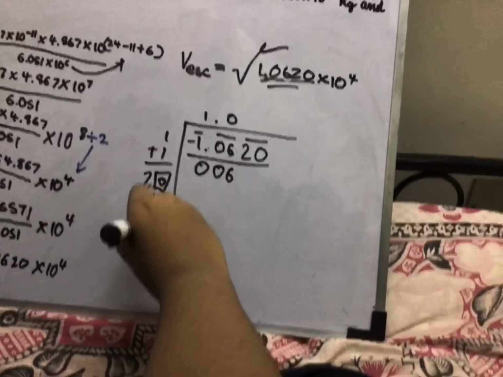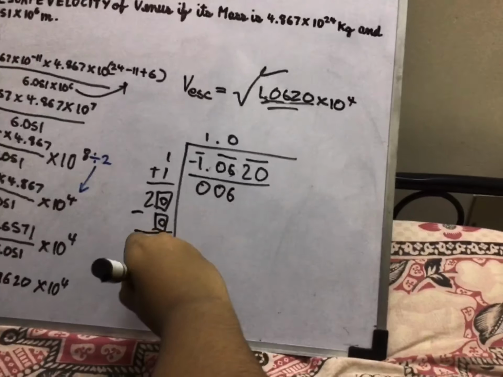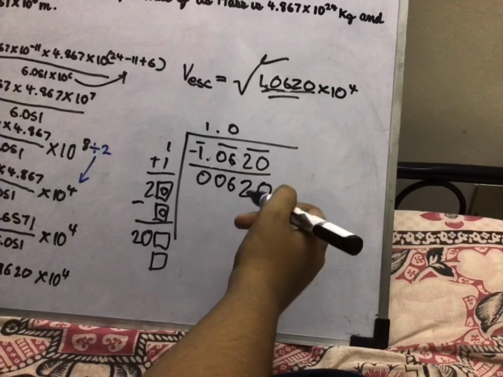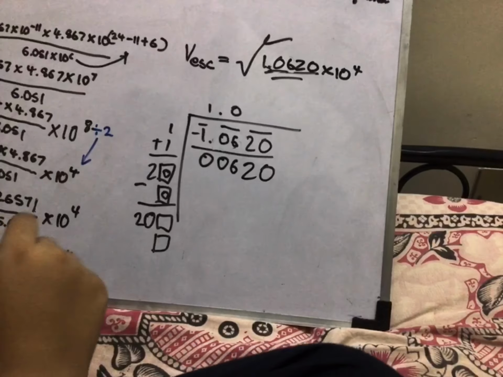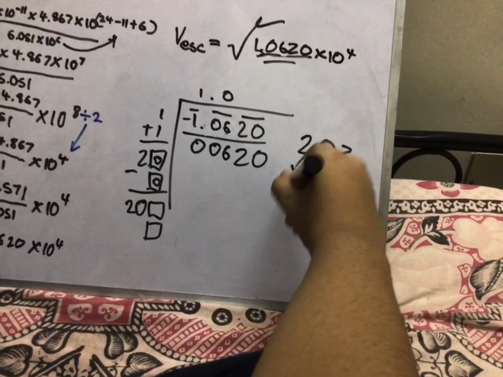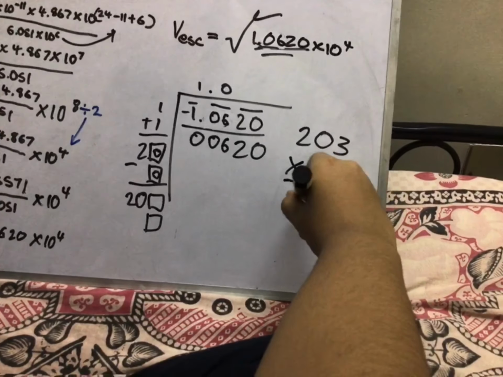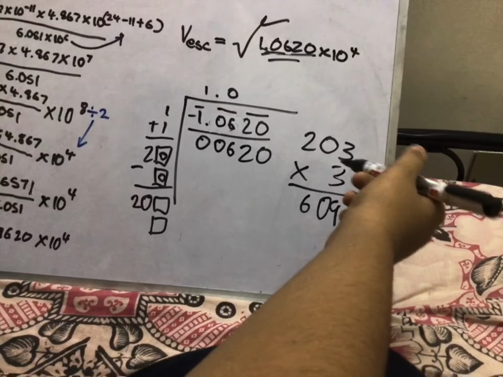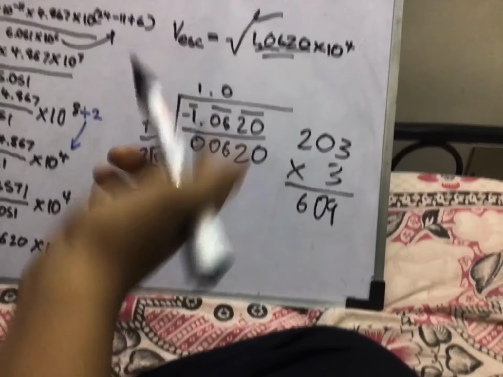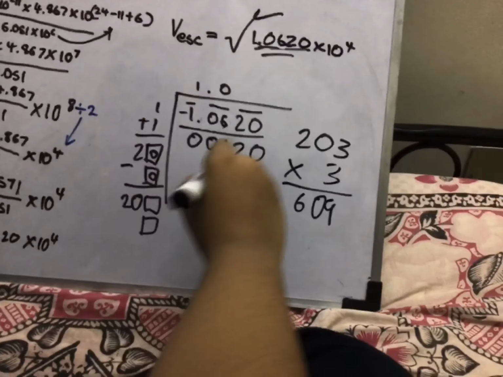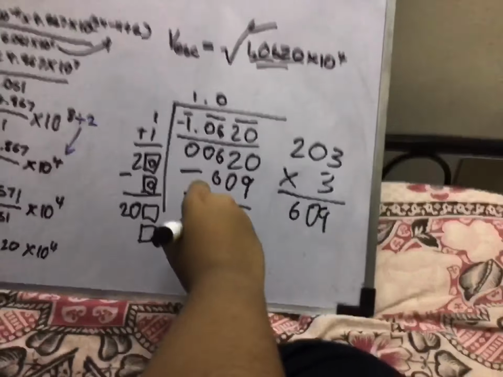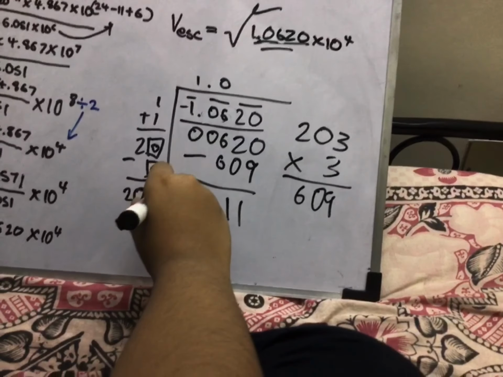and then 20. Now 620. If we bring the 20 down, so 203 multiplied by 3 is 609. But if we do 4, it will go above 800. So this is our final answer with the difference 11.